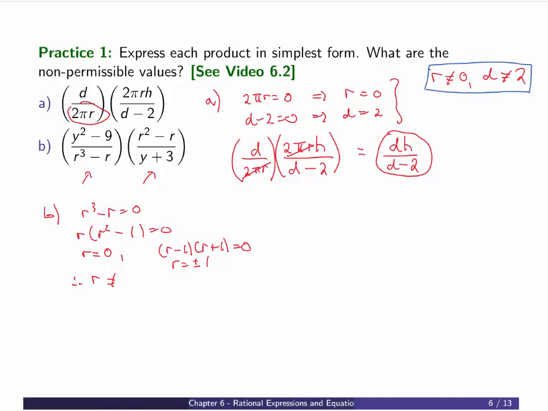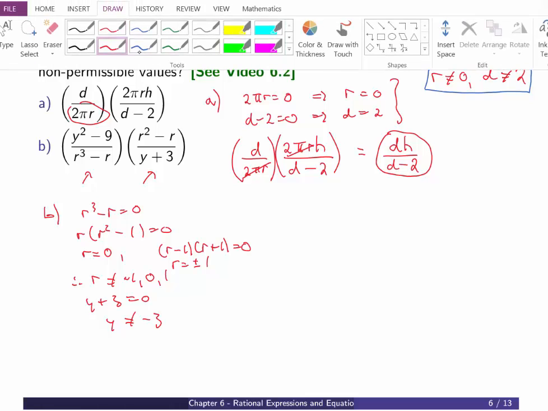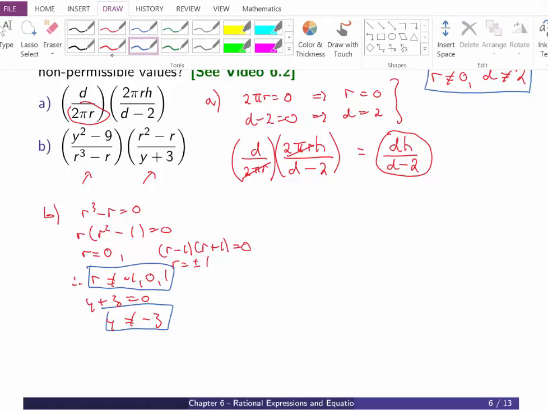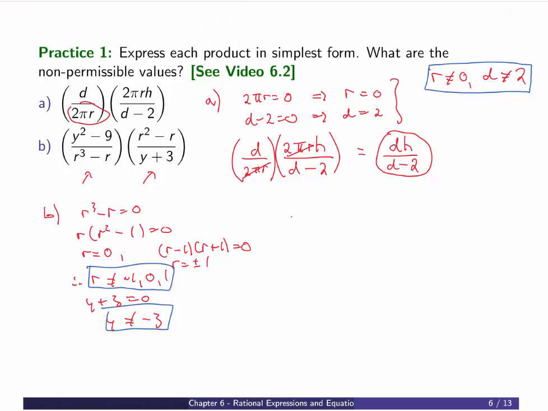Hopefully you can still see everything. Okay. So -1, 0, and 1. And on the other side, we have y plus 3 equals 0. So y cannot be -3. So there you have it, your non-permissible values.